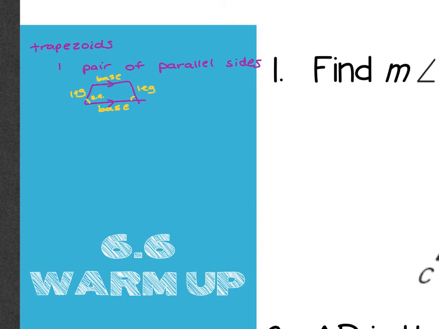So I've got one pair of base angles on the bottom and one pair of base angles on the top of this one. Then we learned about a trapezoid that is isosceles, or an isosceles trapezoid. That means that these legs are congruent. So in an isosceles trapezoid, you've got congruent legs, and that means that the base angles are congruent. So in this case, angle 1 would equal angle 2, and angle 3 would equal angle 4.